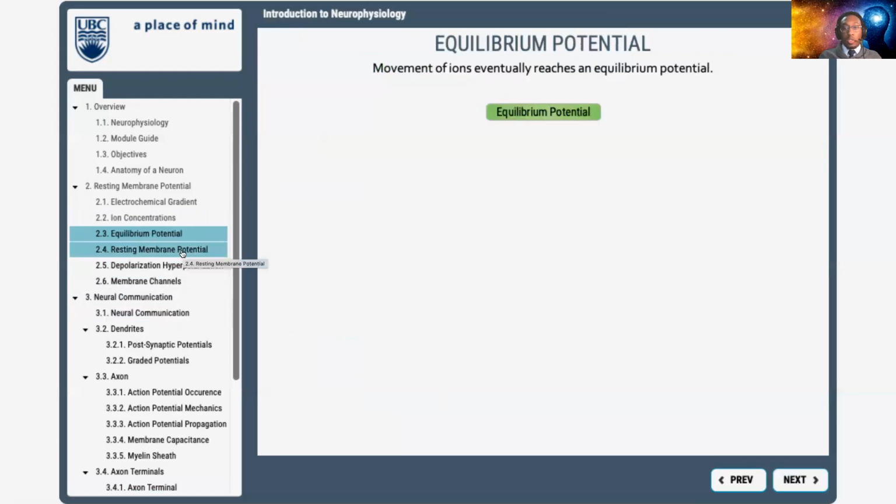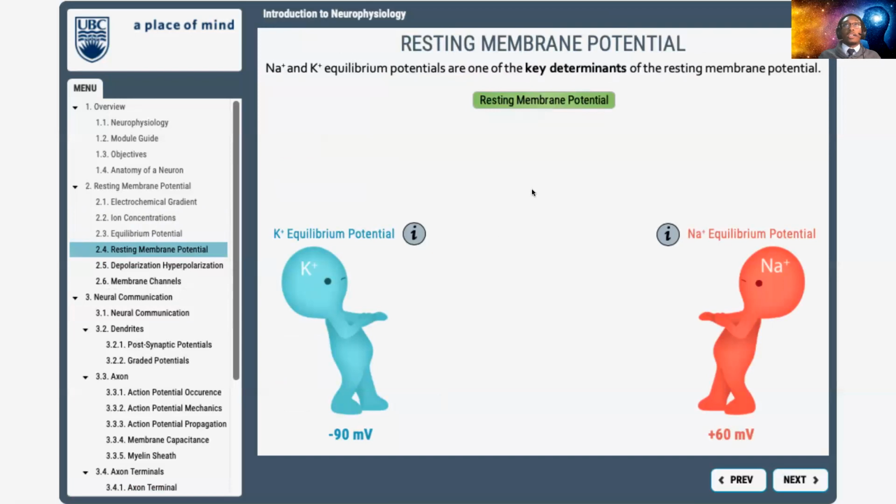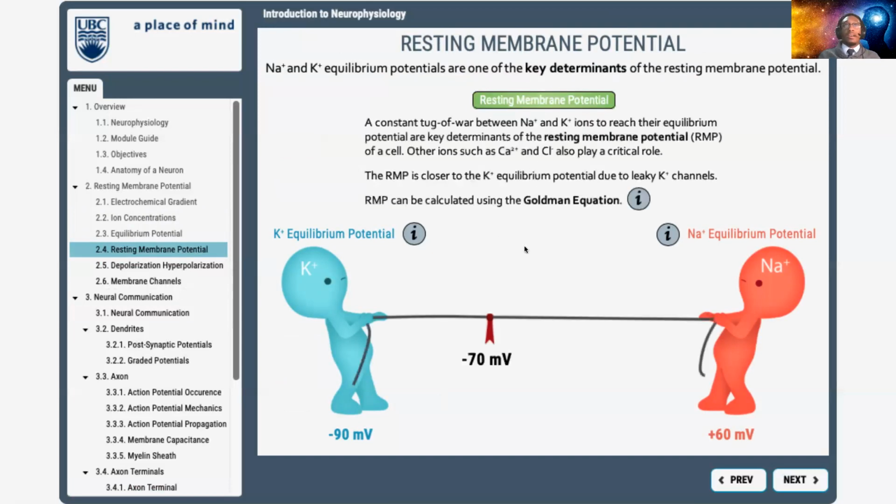I'm going to skip to part 2.4. The next important concept is the resting membrane potential. The movement of potassium and sodium ions really determines whether or not the nerve impulse will be able to propagate along the axon. And that is largely determined by this resting membrane potential of negative 70 millivolts.